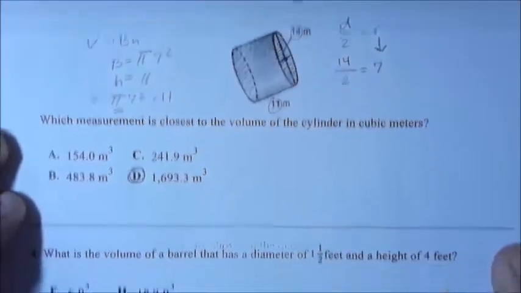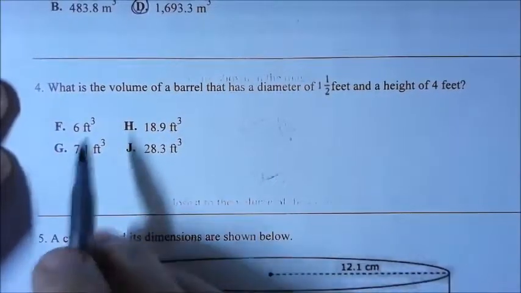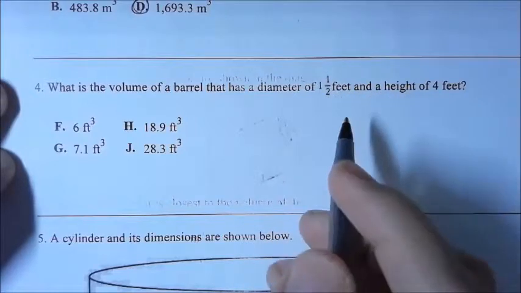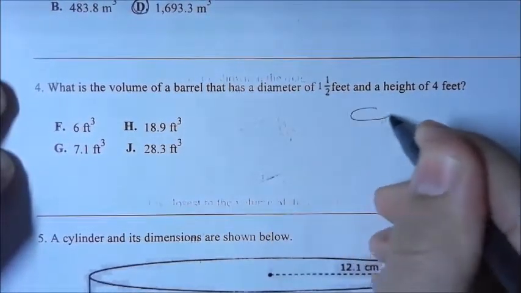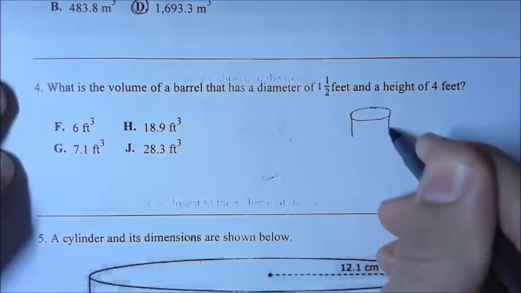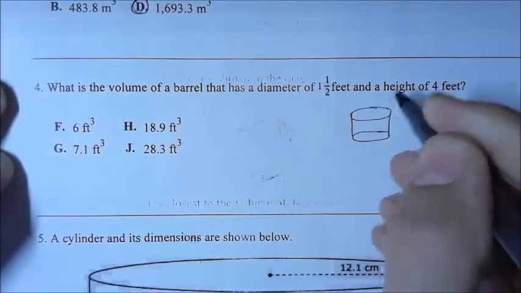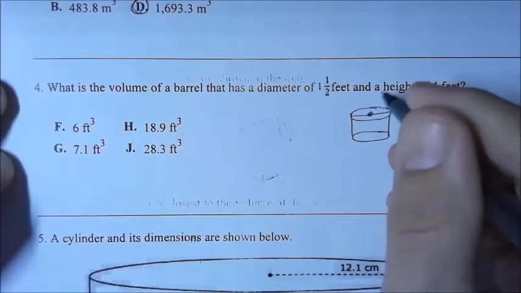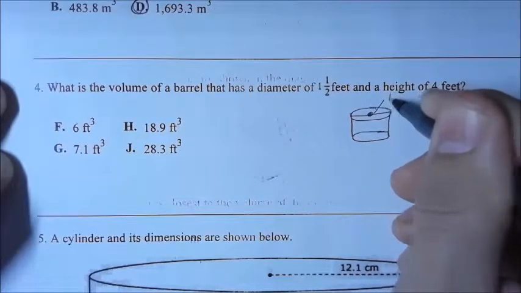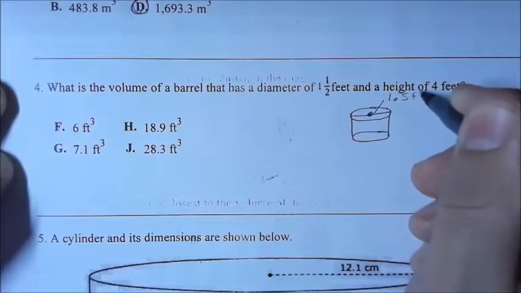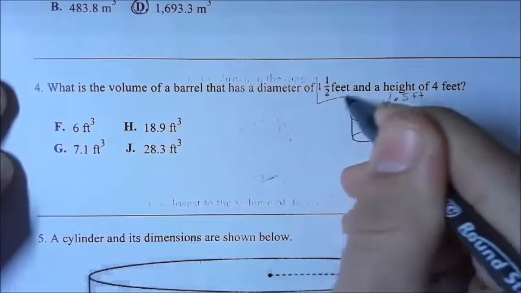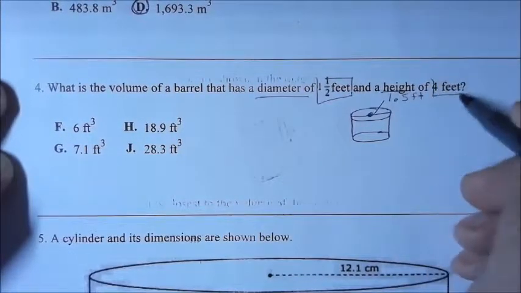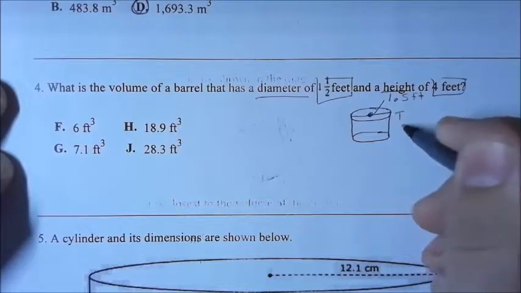Let's take a look at the next one. The next one says, what is the volume of a barrel that has a diameter of 1.5 feet and a height of 4 feet? Okay, we have a barrel. If we draw that out, I'm going to make a barrel. And it has a diameter. Notice that line goes all the way across, and I'd recommend you always draw this when working on these. It's 1.5 feet, so I'm going to say 1.5 feet and box that. A diameter, I'm going to underline that. And then a height, I'm going to underline it and box 4 feet. So our height is 4 feet.